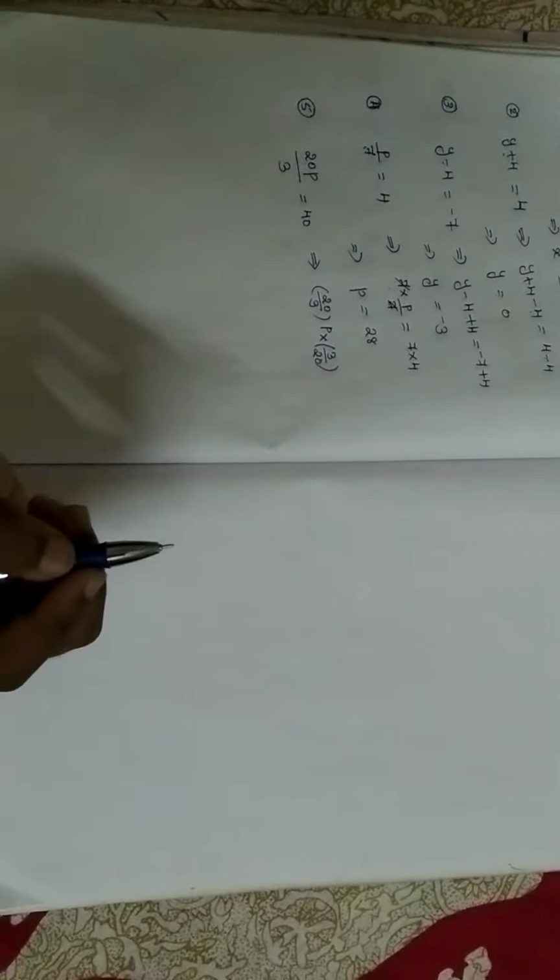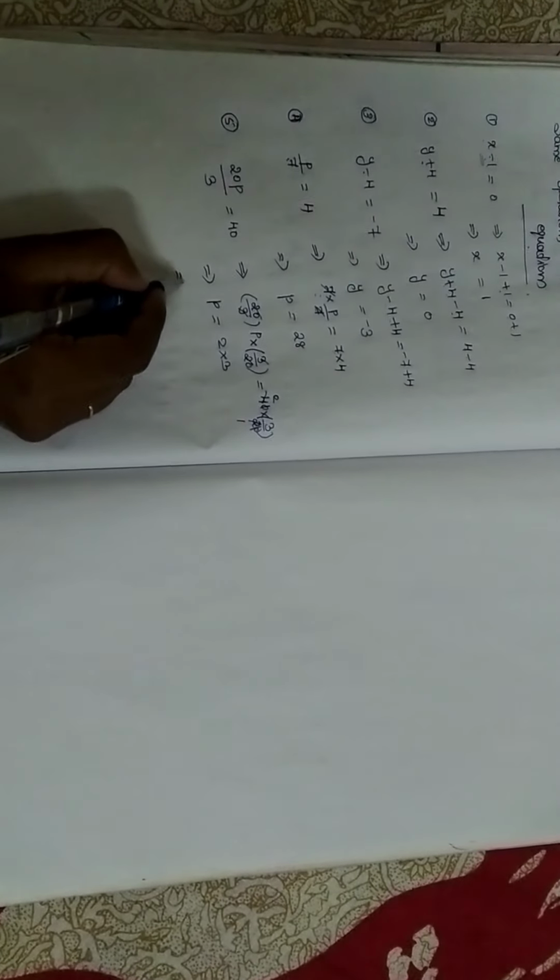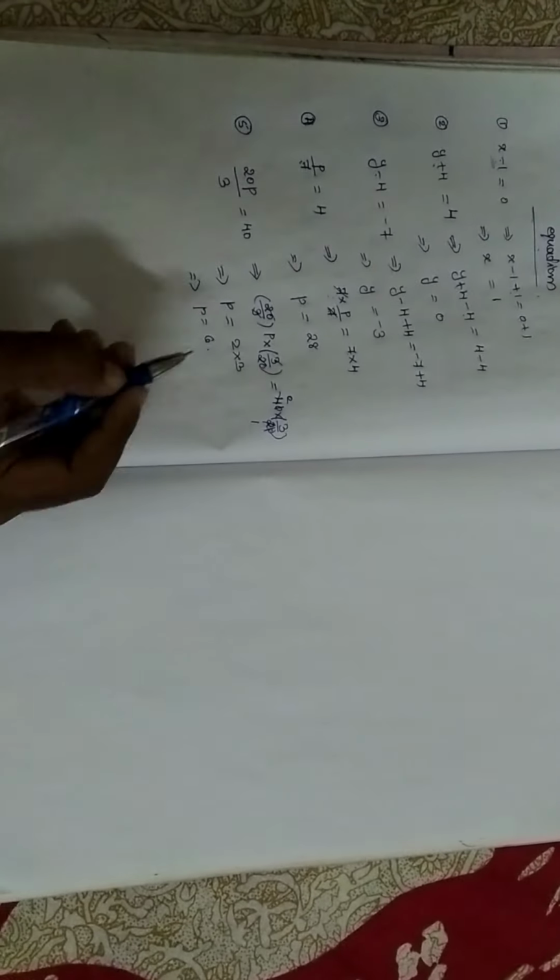So 3 by 20 into 20p by 3 is equal to 40 into 3 by 20. That is, 20 cancelled, 3 cancelled, remaining p is equal to 40 and 20. What is the answer? 1 twos are 2, 2 twos are 4. 2 into 3, that is, p is equal to 6.